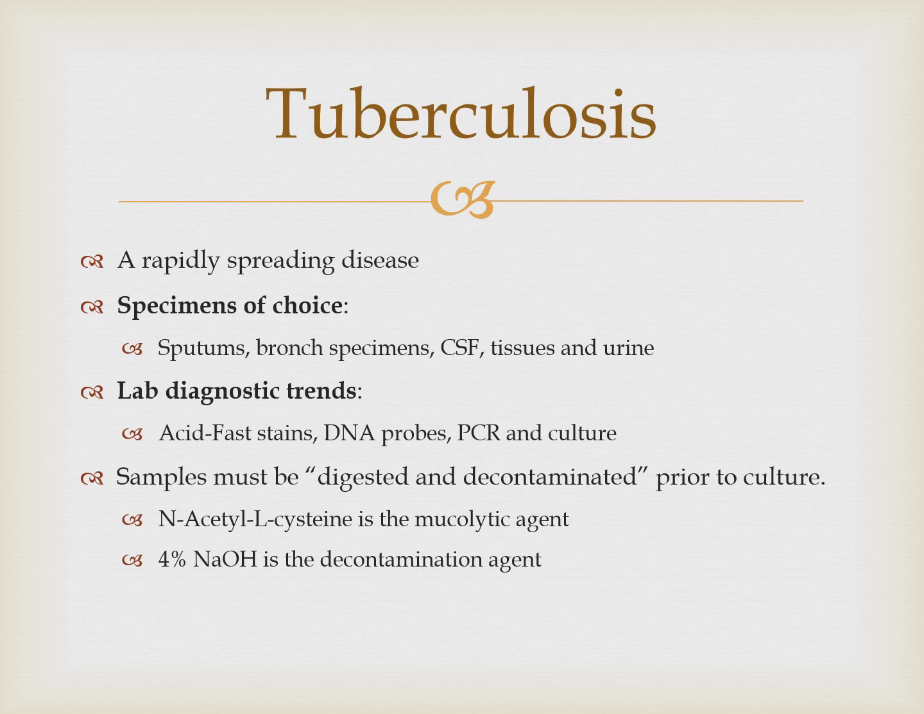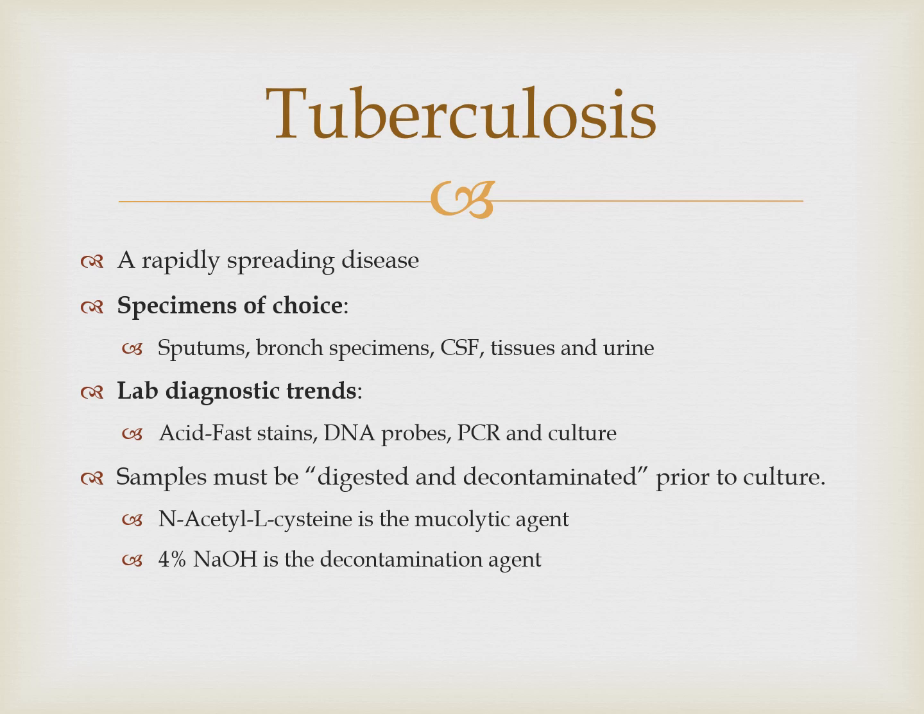Now, when we were looking at that last map, please understand that there is a vaccine known as the BCG vaccine. It is available in many countries, but not recommended generally in the United States. We just don't think it's a super effective vaccine, but there actually is one outside of the U.S. Now, keep in mind, tuberculosis is a rapidly spreading disease, and the specimen of choice is usually some sort of respiratory sample, like sputums or bronchial washes.